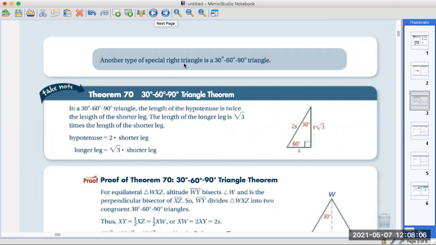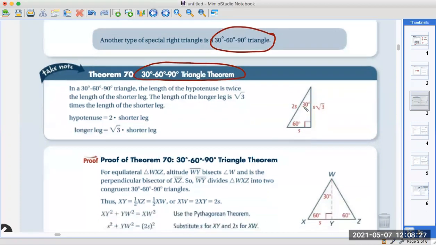Another type of special right triangle is the 30, 60, 90. 30 degree, 60 degree, 90 degree right triangle. Okay, there's two kinds. That's all you have to remember. And you want to keep these little theorems handy because they explain the relationship. This one is a little harder. This one is a little trickier. So notice you have a right triangle here. Here's your right angle. This angle is 60 degrees. That leaves you with 30 degrees for this one. So the two angles are 60 and 30, and there's your 90.